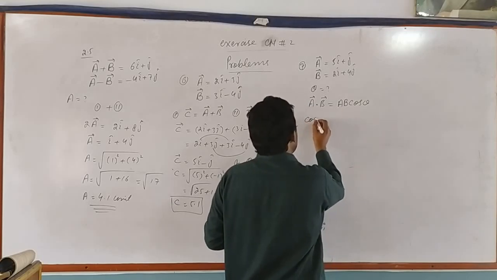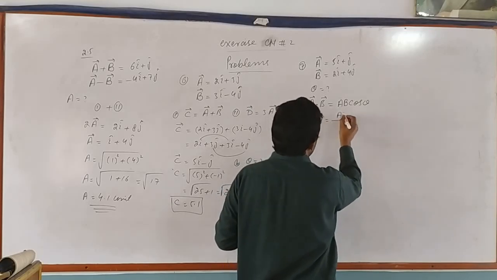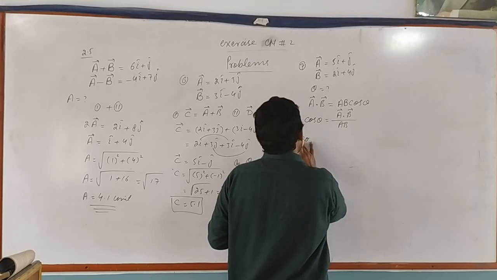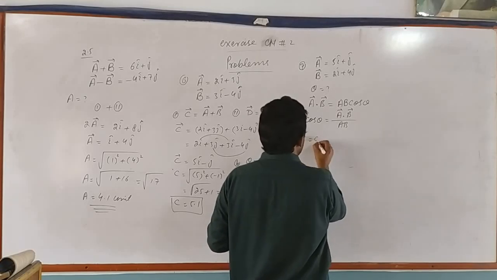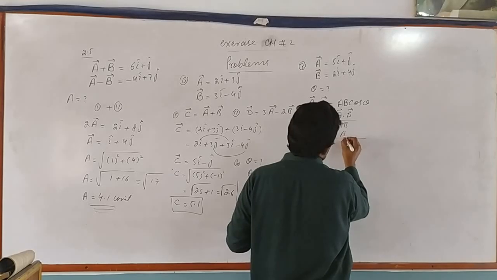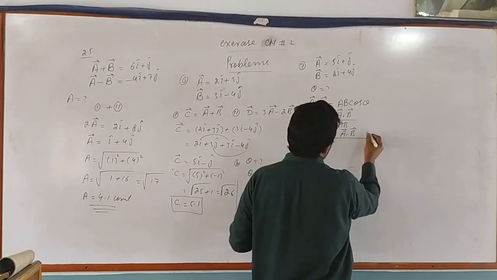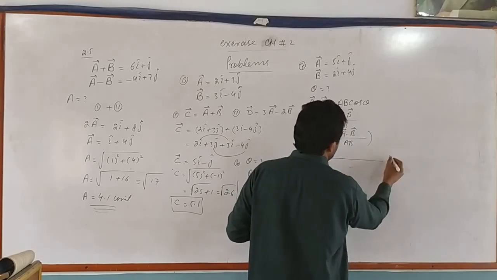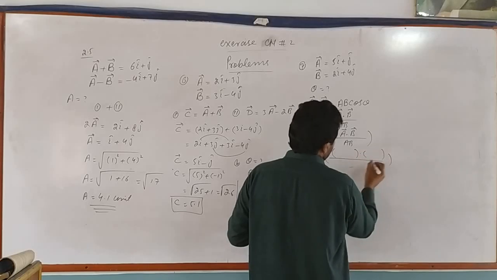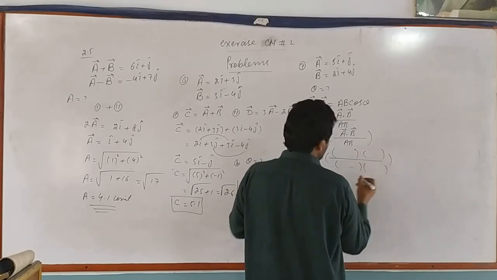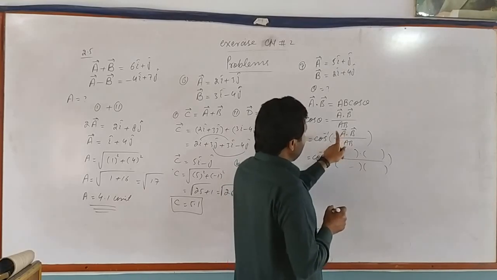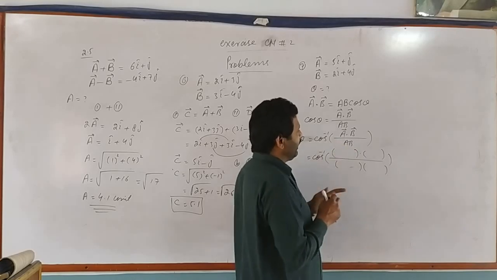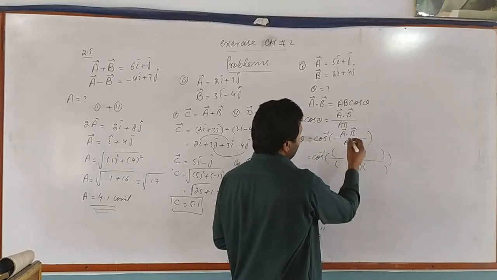We have to find the value of theta, so the resultant will be vector A dot vector B over AB. Theta will be equal to cos inverse of vector A dot vector B over AB. Putting the values: vector A, complete vector B, the magnitude of vector A, and the magnitude of vector B. We solve all these values in a single line.